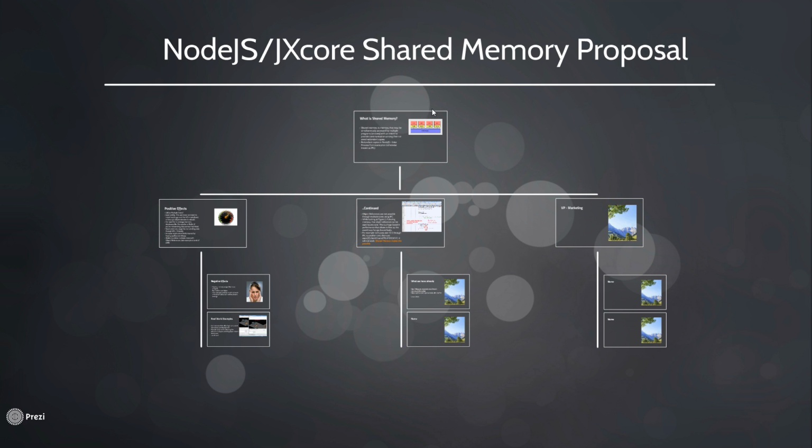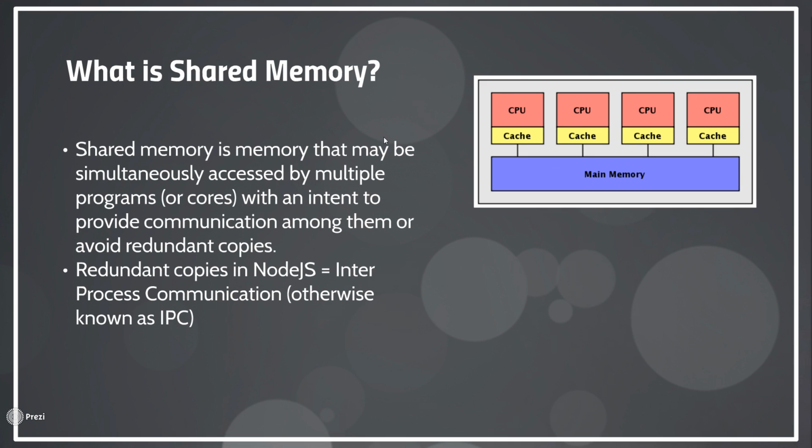Basically, let's get started. So what is shared memory? It is memory that may be simultaneously accessed by multiple programs or cores with an intent to provide communication among them, or to avoid redundant copies.